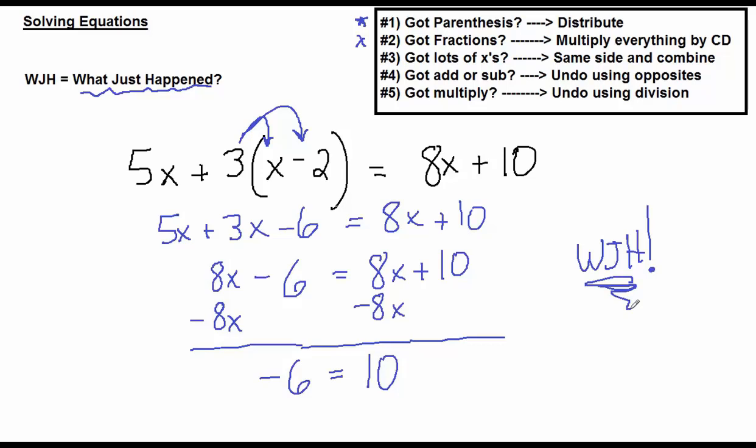So what do I do now? This is a good what just happened moment. Whenever this happens and you're solving equations, one of two possible things can happen. So if the x's cancel out and you're left with a false statement, that's what's happening here. We're left with a false statement because negative 6 obviously does not equal 10. And if that's the case, you're going to say the answer is no soul.